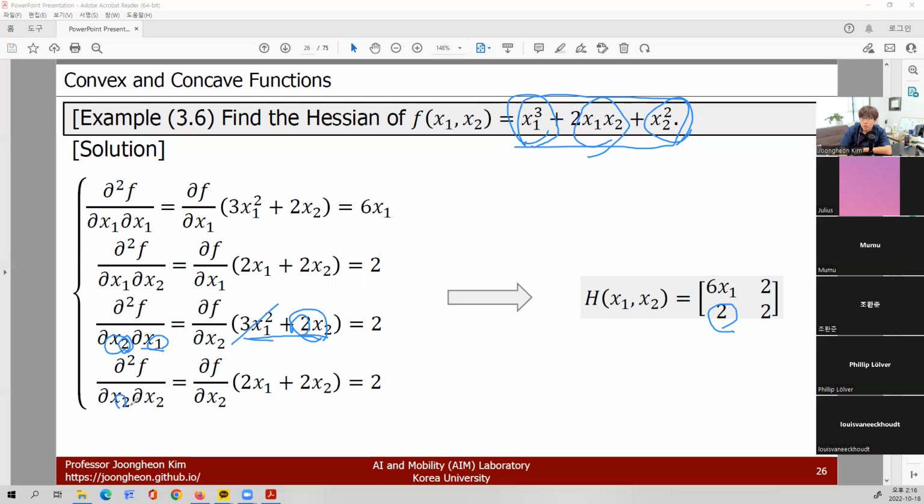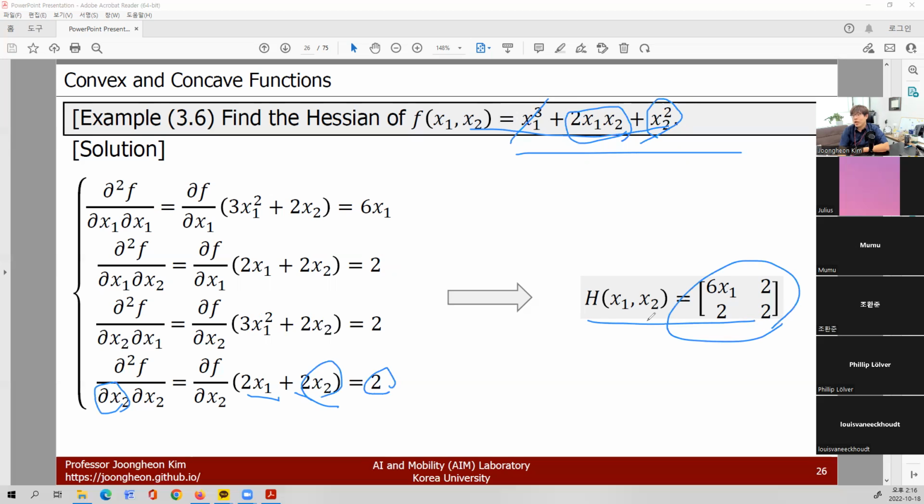Lastly, in the 2,2 position, you are doing the partial derivation with x sub 2 two times. For the given function, you take the partial derivation with x sub 2 for this one, and this one will disappear. This one will be 2 multiplied by x sub 1, and this one will be 2x sub 2, and then you are doing the partial derivation with x sub 2 again. That's why this will be 2. That's why you have this result. This is the Hessian of the given function f.